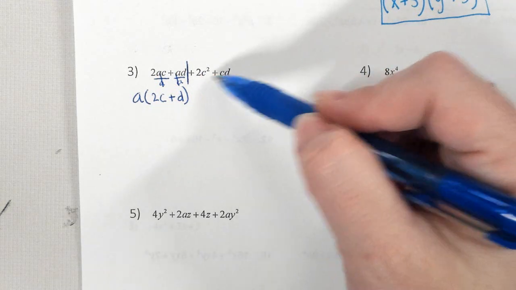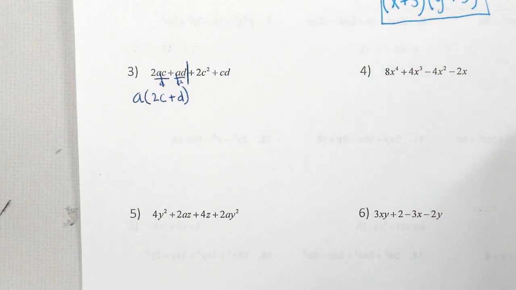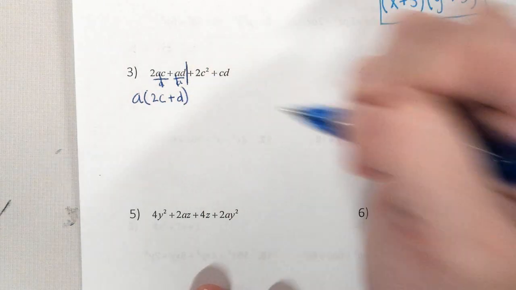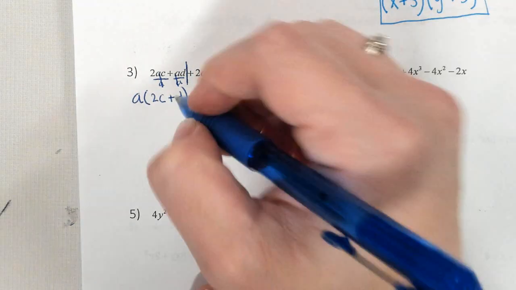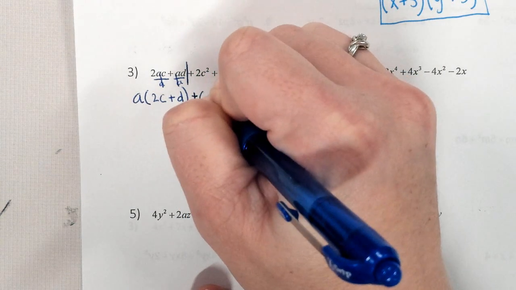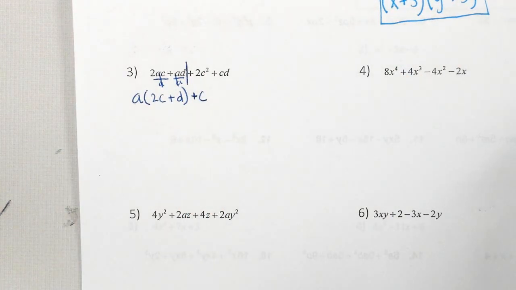Now, what does that second half have in common? The C? Yeah, how many C's can we take out? 1. So is it going to be a positive C or a negative C? Positive. So I'm going to put plus C because we're still writing it as an expression.